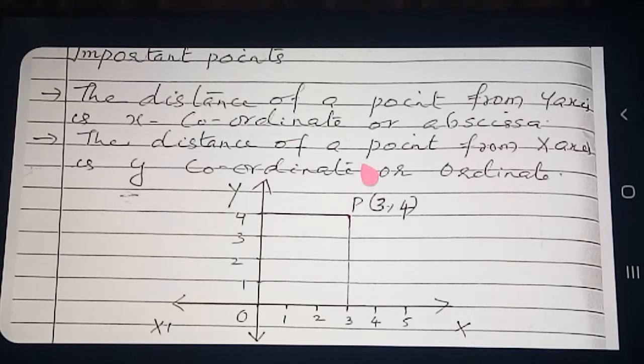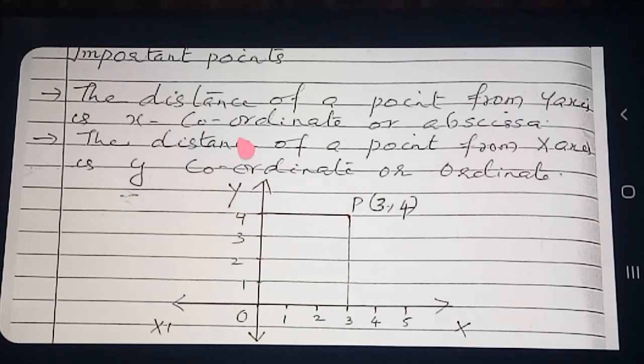Any point you take, anywhere, you draw a perpendicular to the x-axis. Where it meets, at the point 3, therefore 3 is the x-coordinate. Draw a perpendicular to the y-axis, where it meets, that is the y-coordinate. In this way, you can find out the coordinates of a point. So very clearly you can find it out.